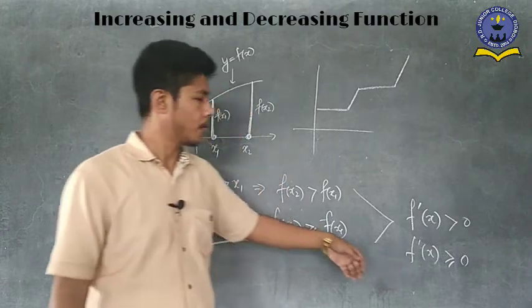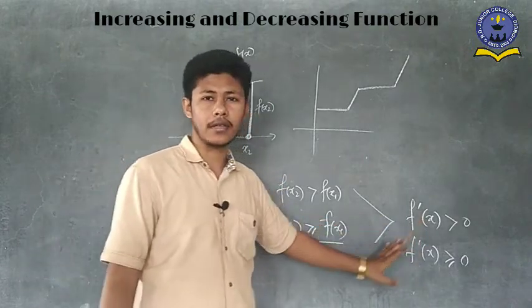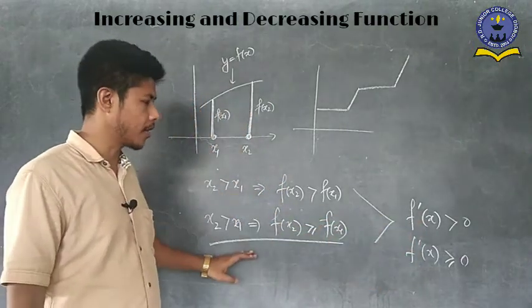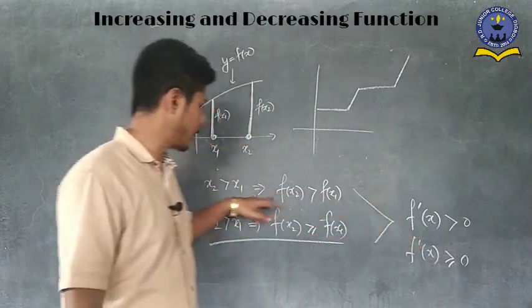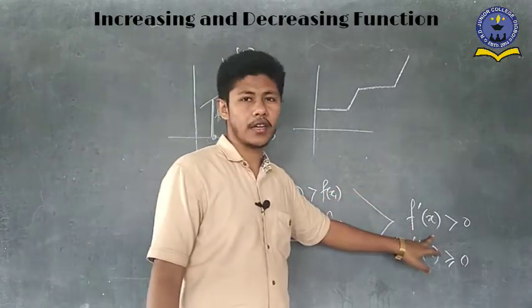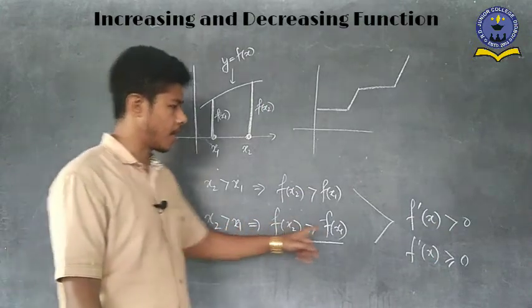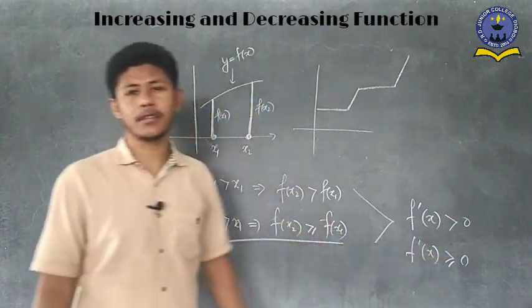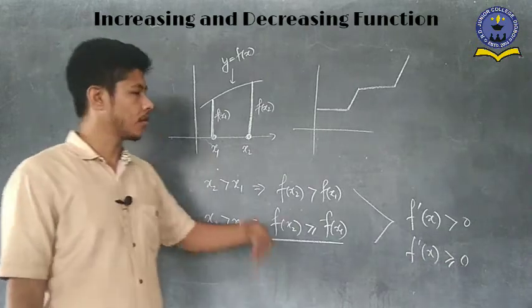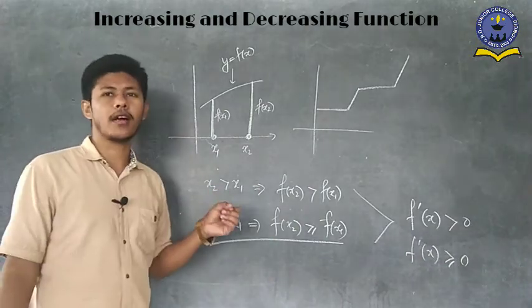After the derivative we can prove it in this way. Is it clear? Two conditions are here: f dash of x greater than 0 is strictly increasing, and f dash of x greater than or equal to 0 is increasing. Is it clear? In the same way we get another two conditions.